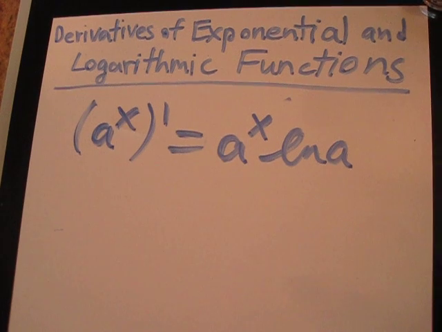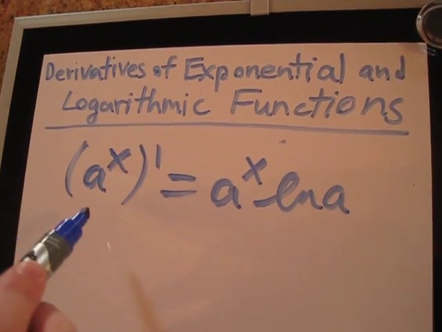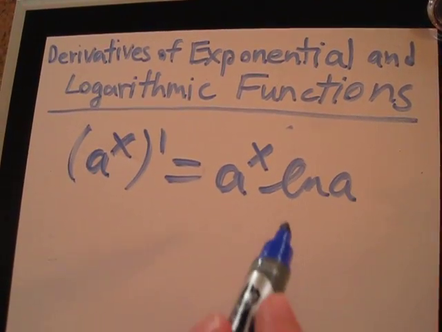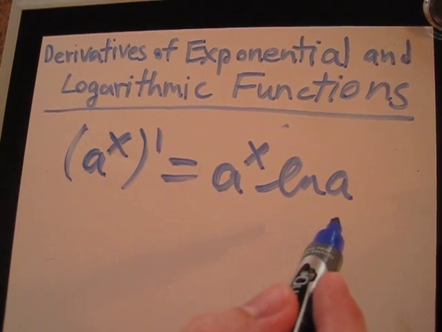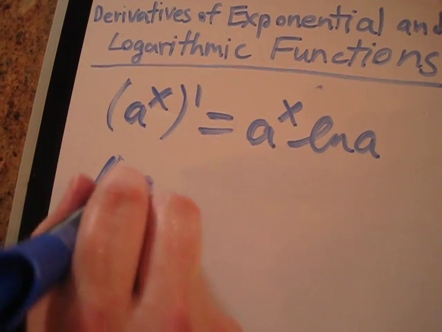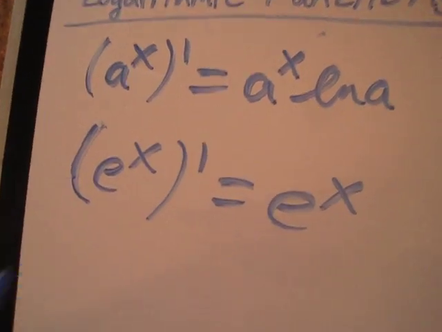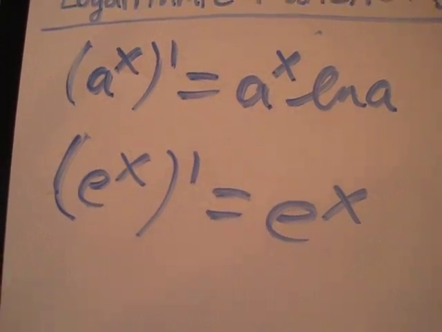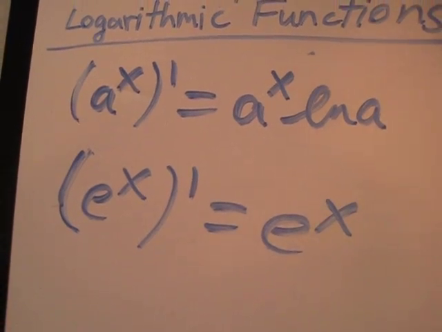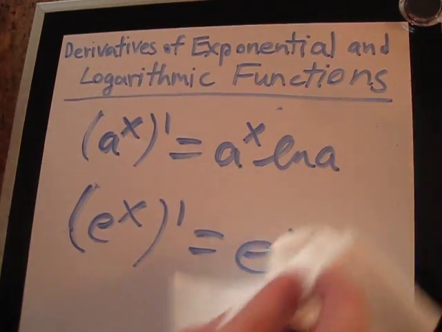Now, there's one special case that we should note in this situation, and that's when a, the constant, is equal to e. In this case, we know that the natural logarithm of e is equal to 1, and we get that the derivative of e to the x is e to the x. It's its own derivative. That's pretty easy to remember, but it's important, so make sure you know that the derivative of e to the x is e to the x.